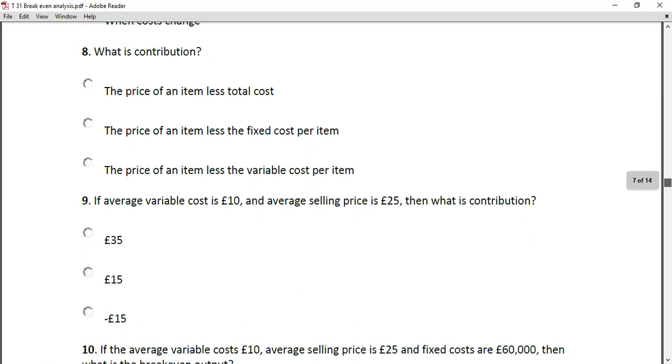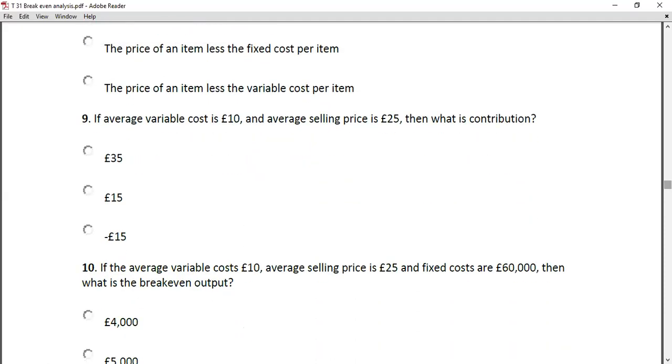I'm asking for answers from you, so you can use the chat line here. If average variable cost is 10 and average selling price is 25, what is the contribution? I told you previously, contribution we can calculate as the selling price minus variable cost. So in this case, how much? 25 minus 10 equals 15. There's a negative 15 also, positive 15 also. The answer is positive 15. Yes, 2 students got the correct answers, right?